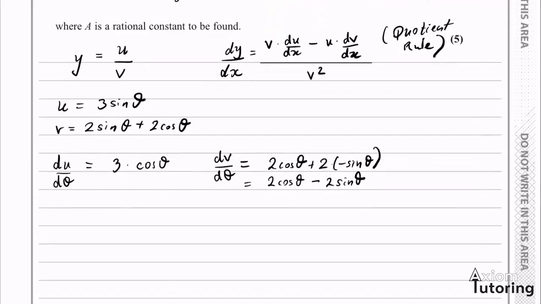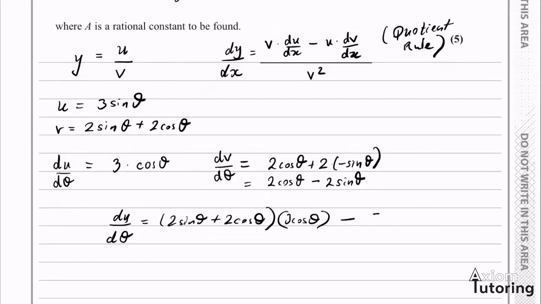Now, this might seem like the easy part, but you can make mistakes here because we have quite long expressions that we're having to multiply by. So let's see what happens here. We get dy over dx equals v. So v is 2 sine theta plus 2 cos theta. And then we have du over dx. Well, that's our du over d theta. So that's 3 cos theta. And in fact, I've written dy over dx. I should have written dy over d theta. There we go.